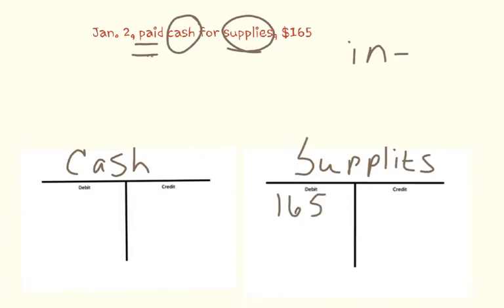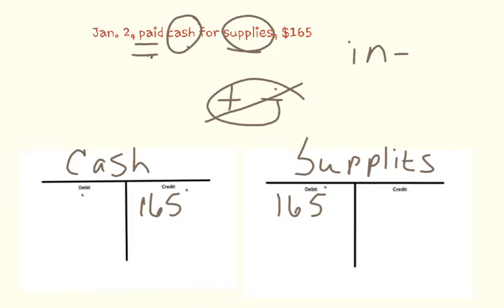Now it says that we paid cash for that. So how do we decrease an asset in a T account? Perfect. We put it on the credit side, because we're taking cash away. Remember, no more plus and minus. That is gone. We're using the T account. We're using debit and credit to show the plus or minus. Do we balance? Yes, we have a debit here of 165. We have a credit here of 165. We did it right. Let's keep going.